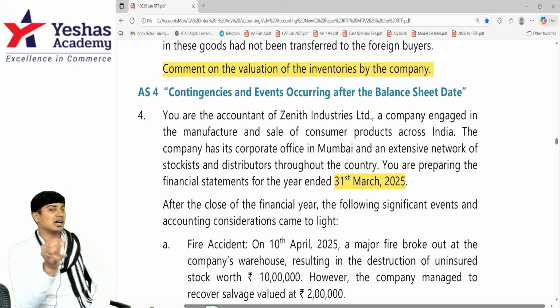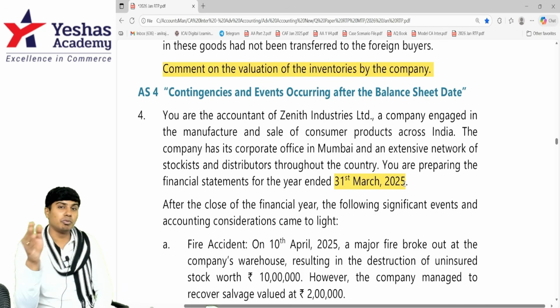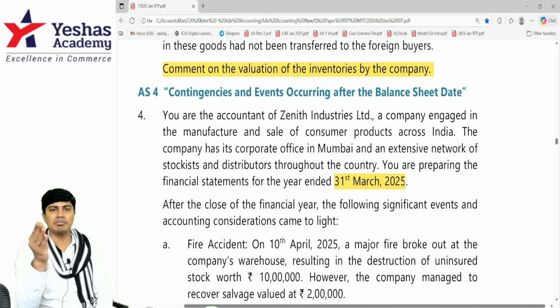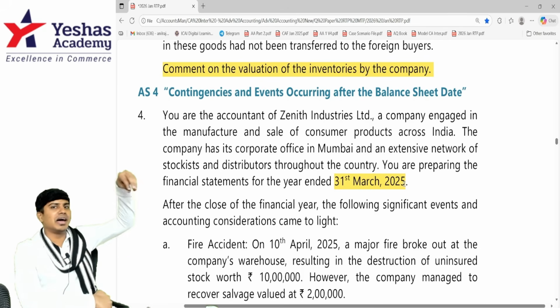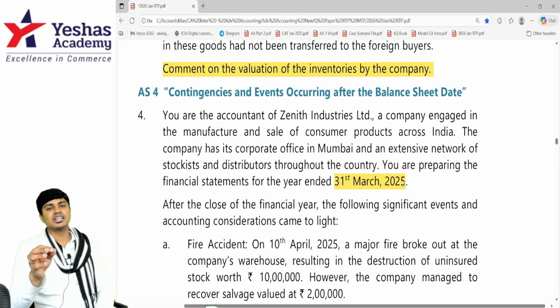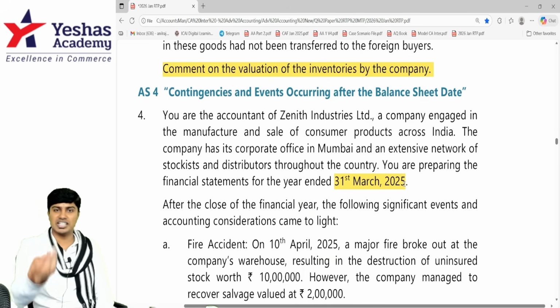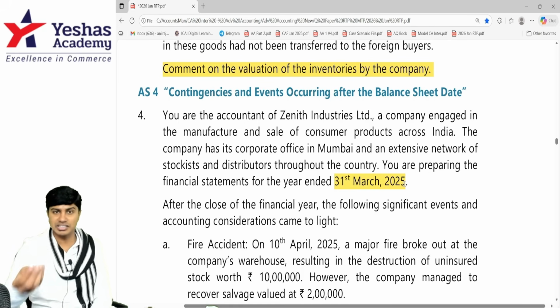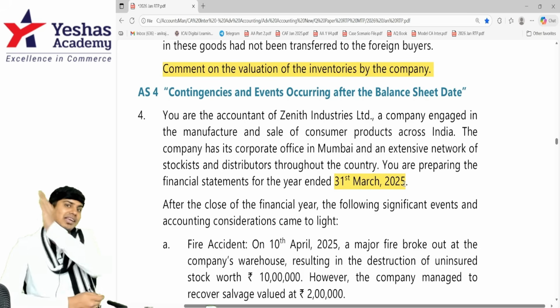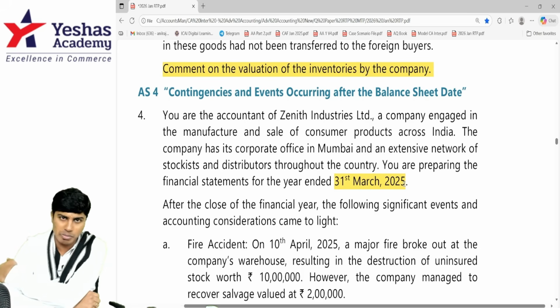If any transaction happens after the year end, that is 31st March, before the board approves the financial statements, that is called EOBD, events occurring after balance sheet date. If the condition existed on the balance sheet date and the event occurring after gives you additional evidence, then such an event can be considered an adjusting event. Though it happens after 31st March, its impact will be given in the financial statements prepared as on 31st of March. I hope you understood the quick revision of Accounting Standard 4.